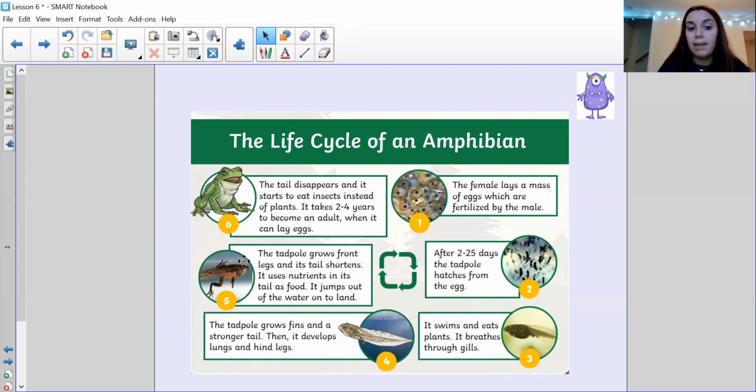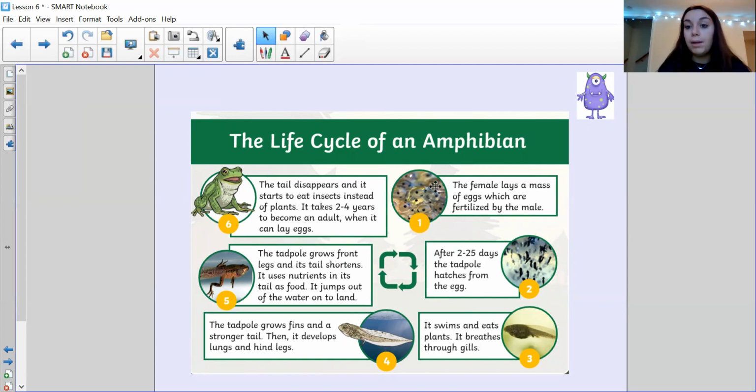The tadpole at stage 5 then grows front legs and its tail shortens, and it uses nutrients, we've learned that word before, all the good vitamins that are in food, from its tail as food, and it jumps out of the water onto land. So now it's able to jump. And at number 6, its tail disappears and it starts to eat insects. It takes 2 to 4 years to become an adult, and then it lays eggs, and we are back to the start.